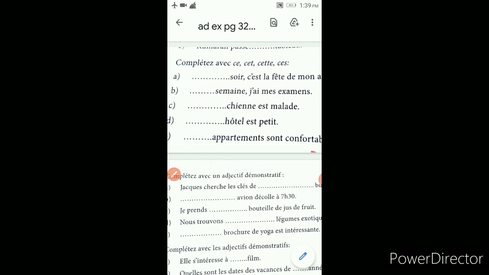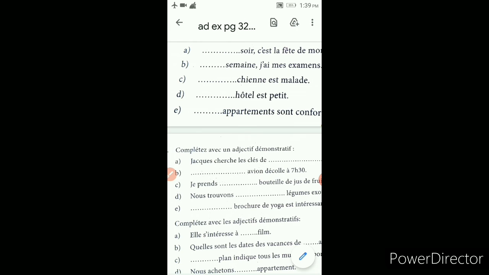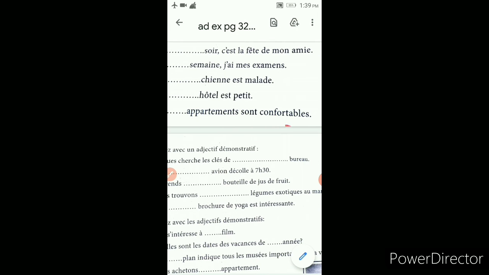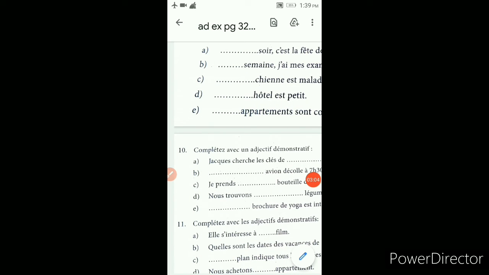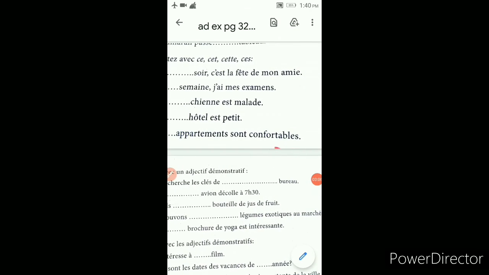10th exercise on page number 33. Jacques cherche les clés de dash bureau.